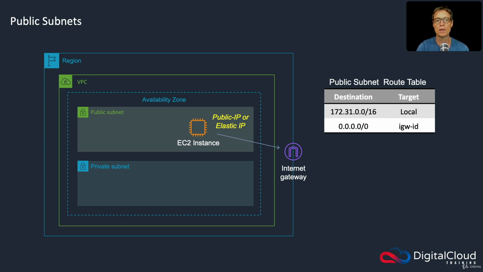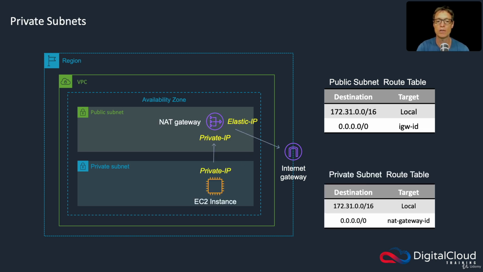Firstly, we have public subnets. In this case, we have a public IP or an elastic IP, so a public IP address attached to our instance. And we have an internet gateway. Our way out to the internet is via the internet gateway. That means that in our public subnet route table, we must have an entry that says all addresses, and the target is the internet gateway. So anything that's not in the internal range is going to go out via the internet gateway. That's what we want in order to send traffic to the internet.